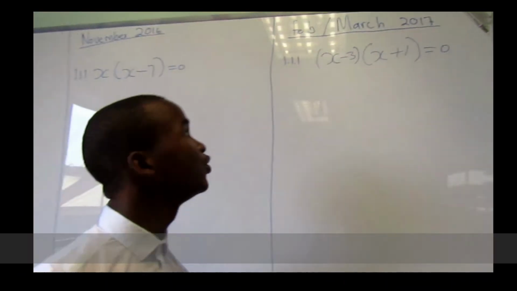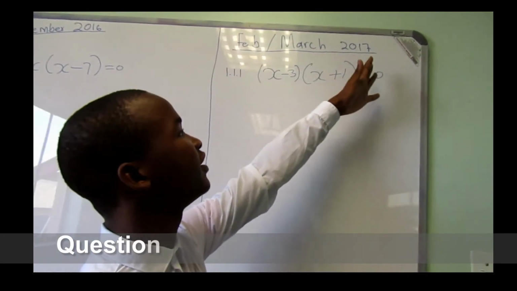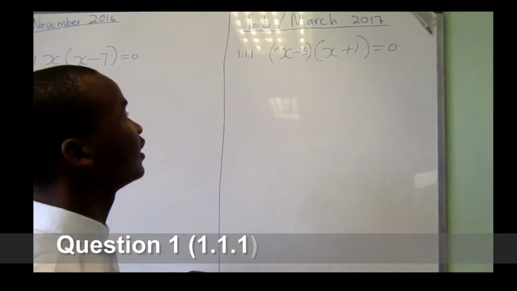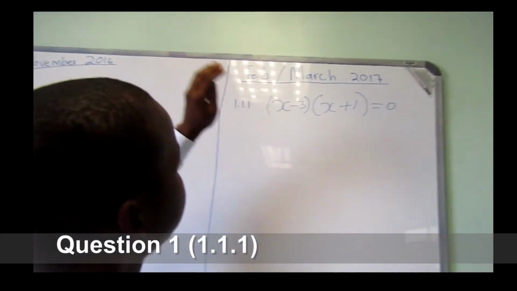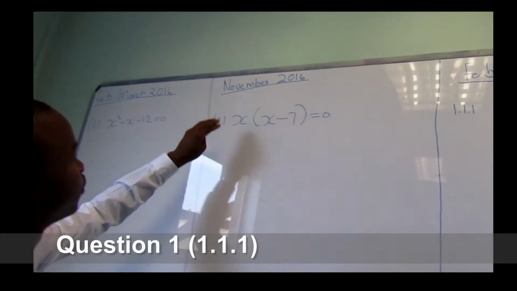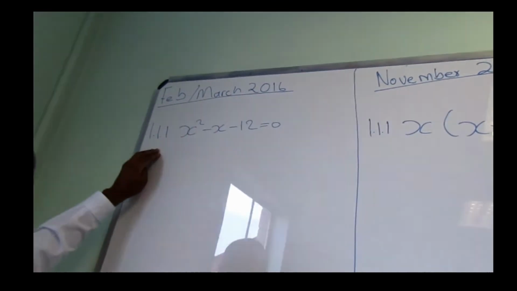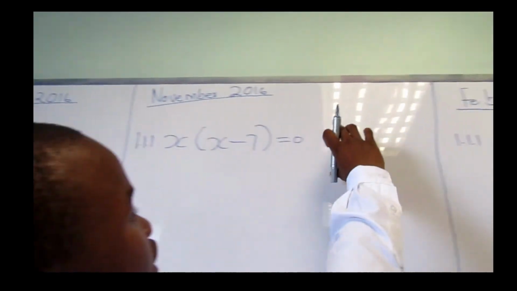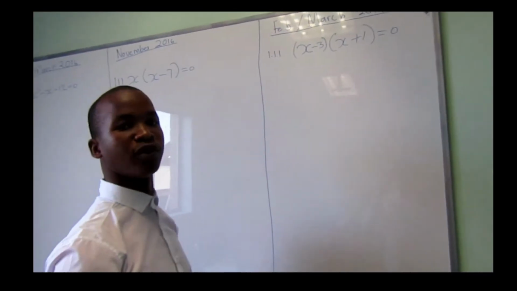Hello guys, today we are doing Paper 1 of March 2017, which is a supplement that was returned early this year. Today we are solving for x in 1.1. We go to November 2016, we solve for x in 1.1. We go to Feb or March 2016 again, we solve for x in 1.1. If you listen to me explaining all this, I assure you that you won't struggle with 1.1 again.